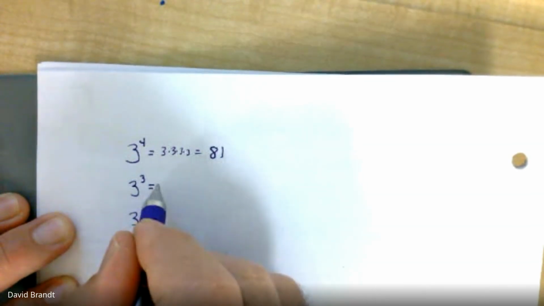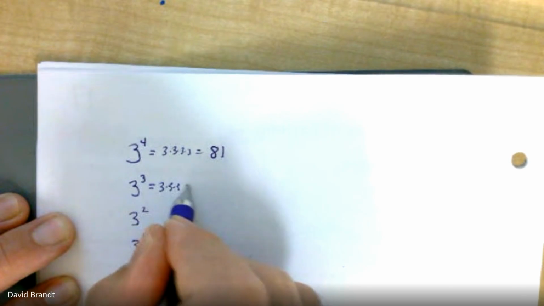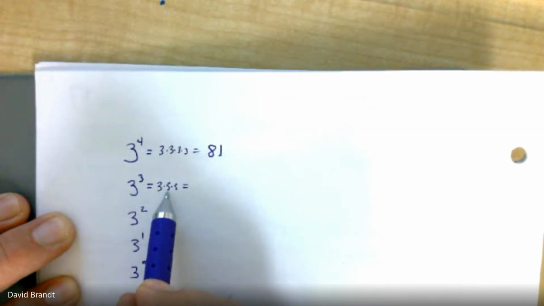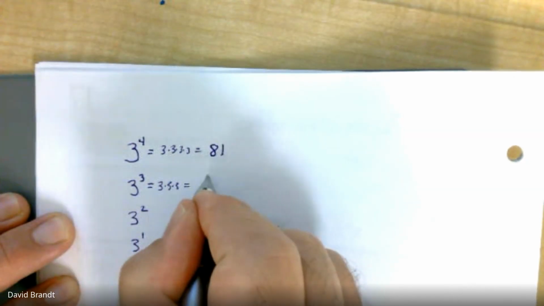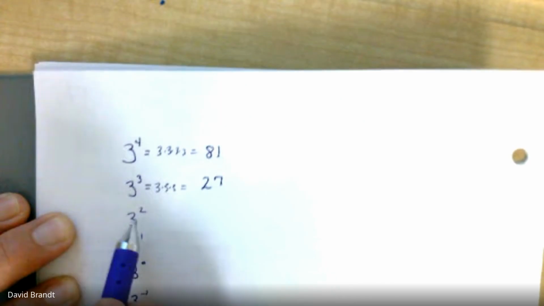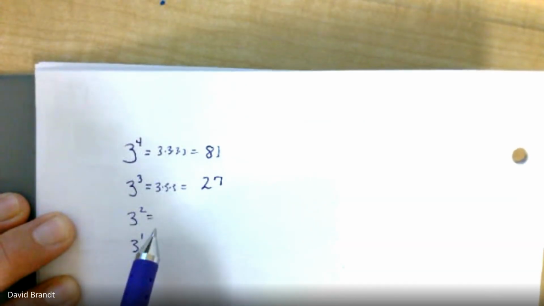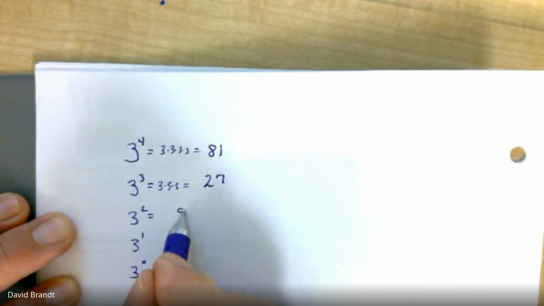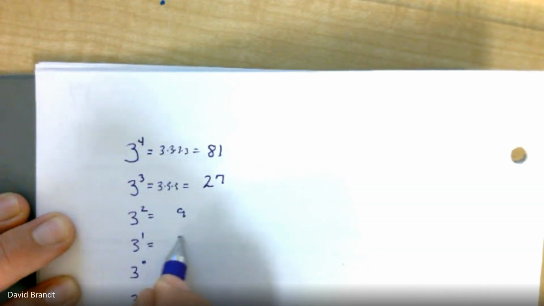3 to the power of 3 means 3 times 3 times 3. 3 times 3 is 9, times 3 again, that's 27. 3 to the power of 2, I don't need to write that down. You know that 3 to the power of 2 is 9. 3 to the power of 1 is 3.